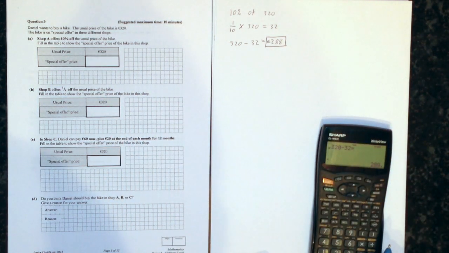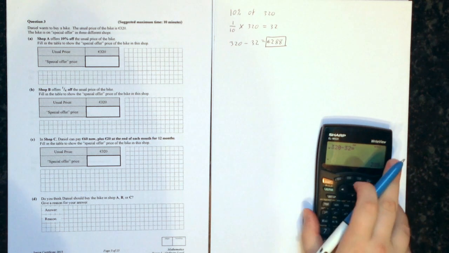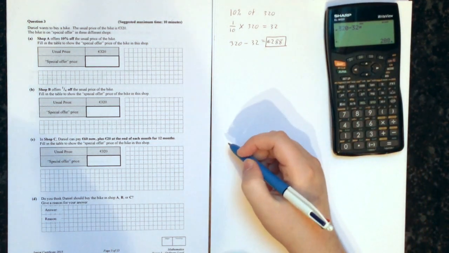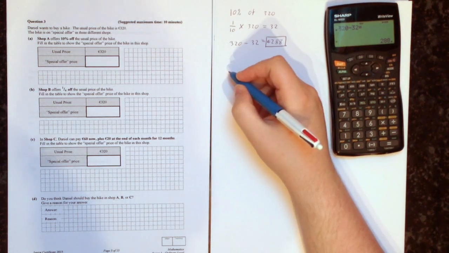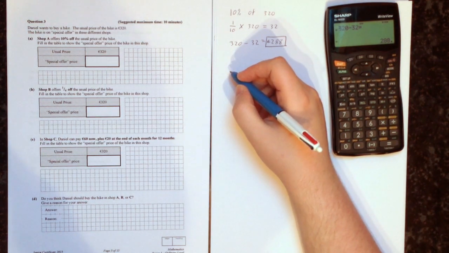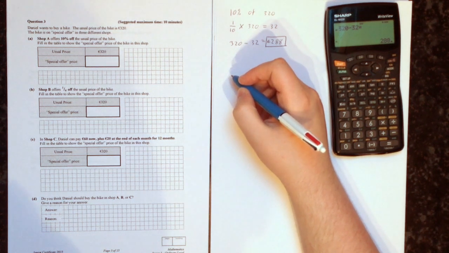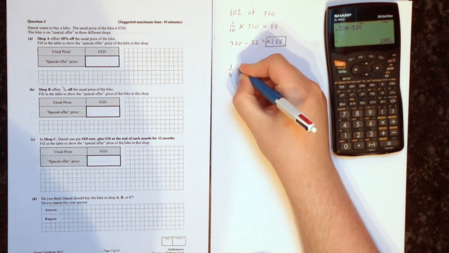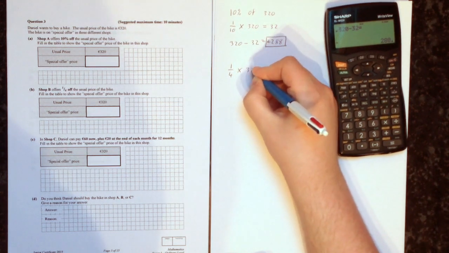Shop B offers 1/4 off the usual price of the bike. Find the special offer price in shop B. So now we want to find 1/4 of 320, because shop B gives us 1/4 off, so we have to find 1/4 of 320 so we know how much to get off.